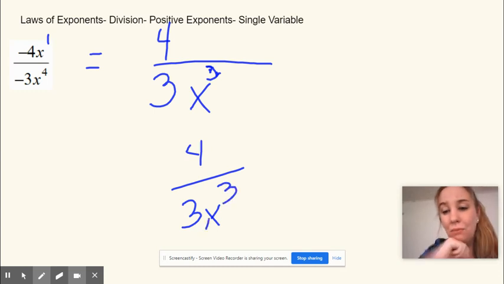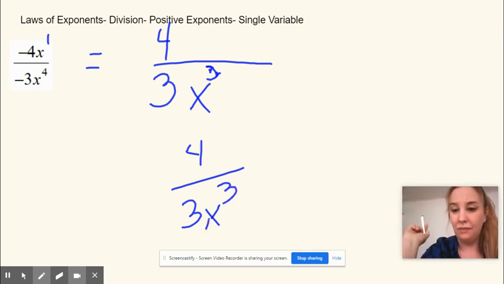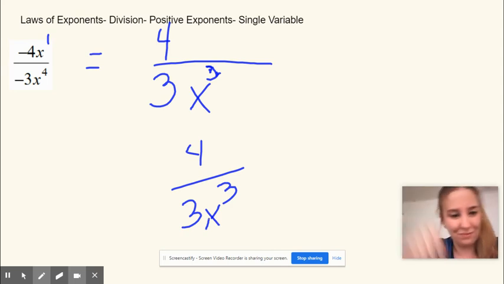Now, for those of you who are a little more mathy, what if I wasn't really focused on where it was going to go? 1 minus 4 would bring me to negative 3. Keep that in mind. It's going to come up in another video. What happens if you have negative exponents? We're going to find out.